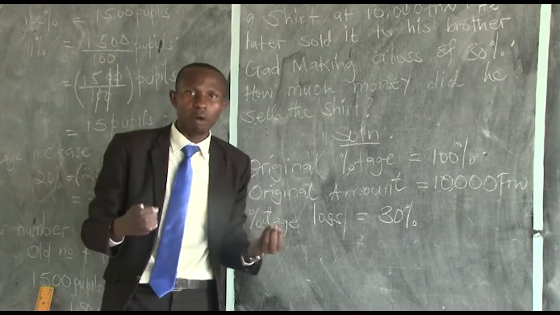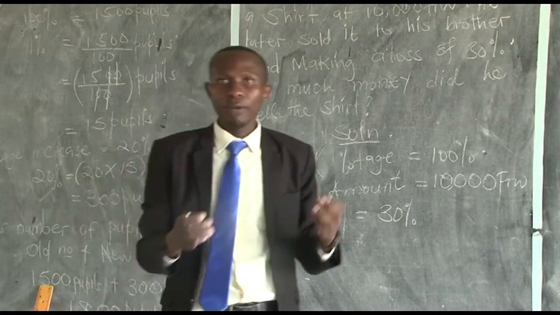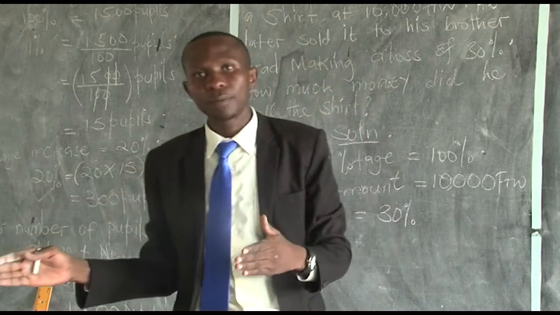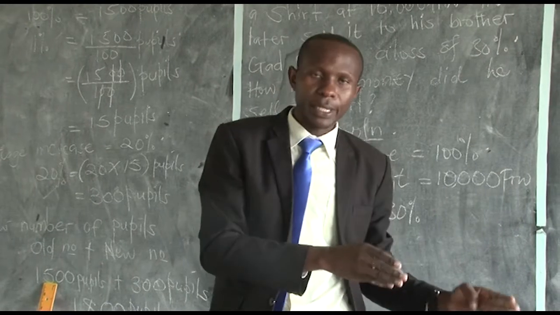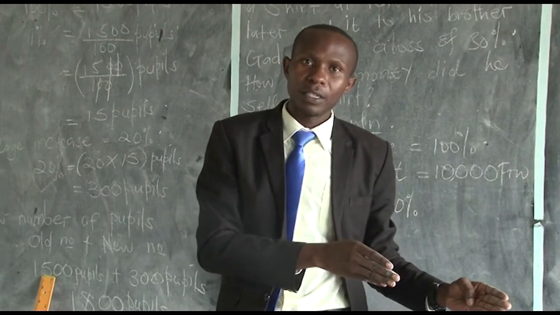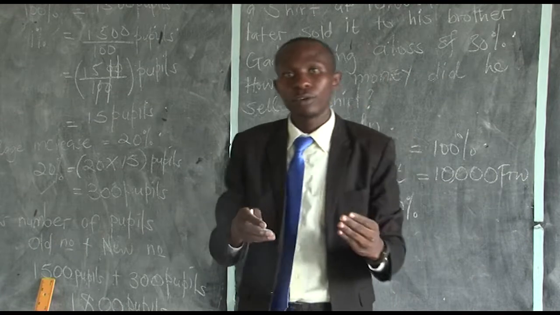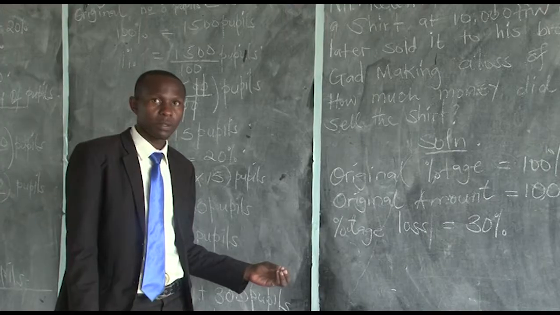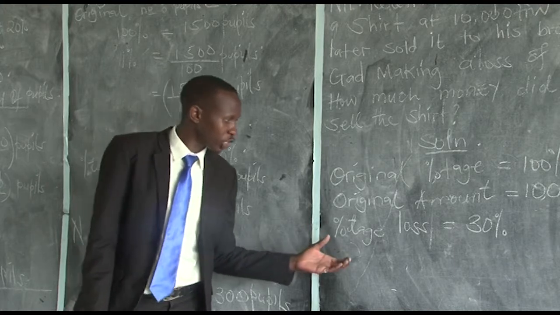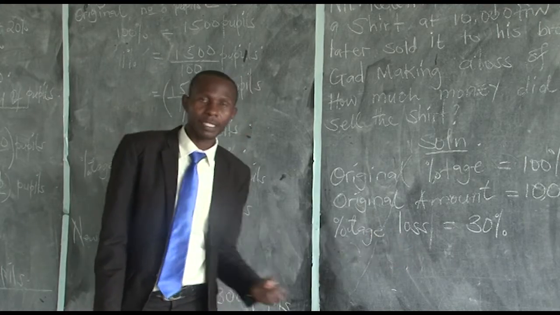You ask yourself, if you make a loss of 30%, just know what you are having is going to decrease. If you have 100%, you make a loss of 30%. So we know the percentage loss as 30%, okay?